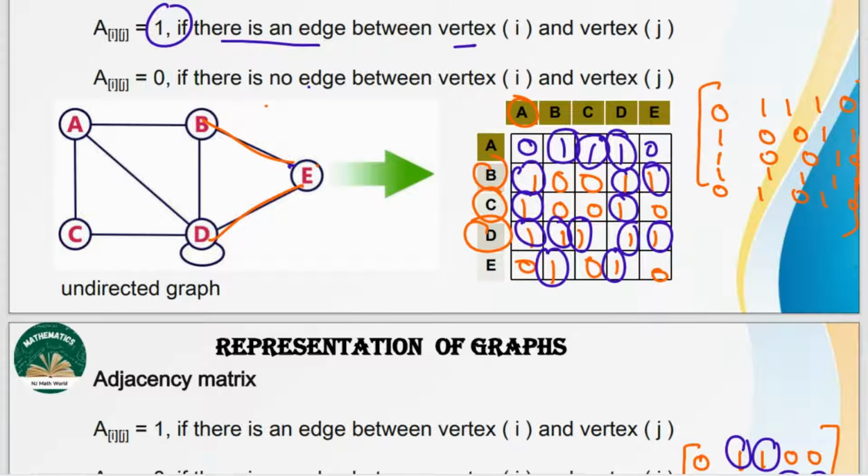So where have we missed anything? A to B, and A to C. A to C, it is A to C. We have, yes, A to D.